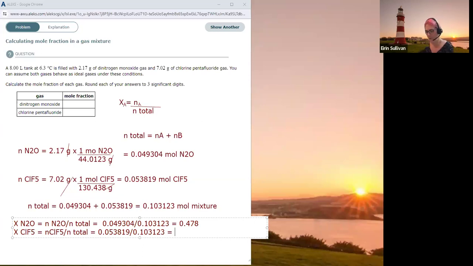All right, 0.522 to 3 sig figs. So if you want to do a quick check, 0.478 plus 0.522 will give me 1. So those are my mole fractions of each of those species. All right, so we're going to do more mole fractions when we do the next topic, which is calculating partial pressures in a mixture.